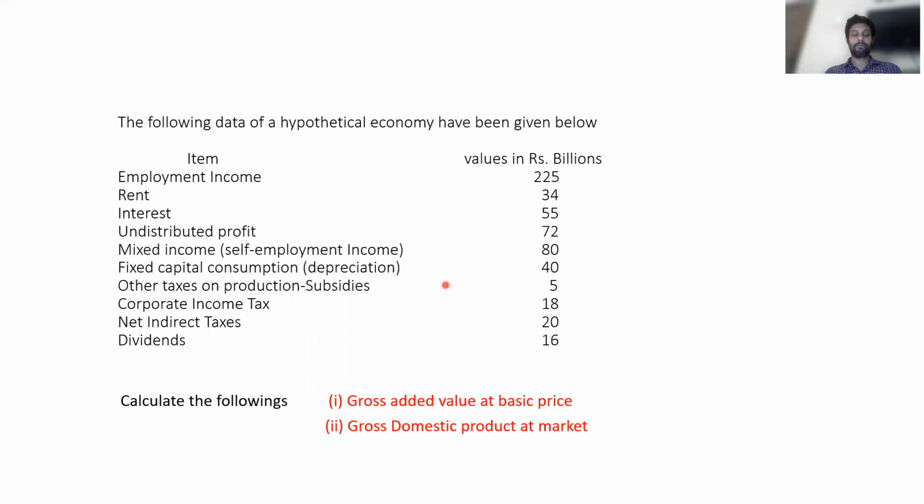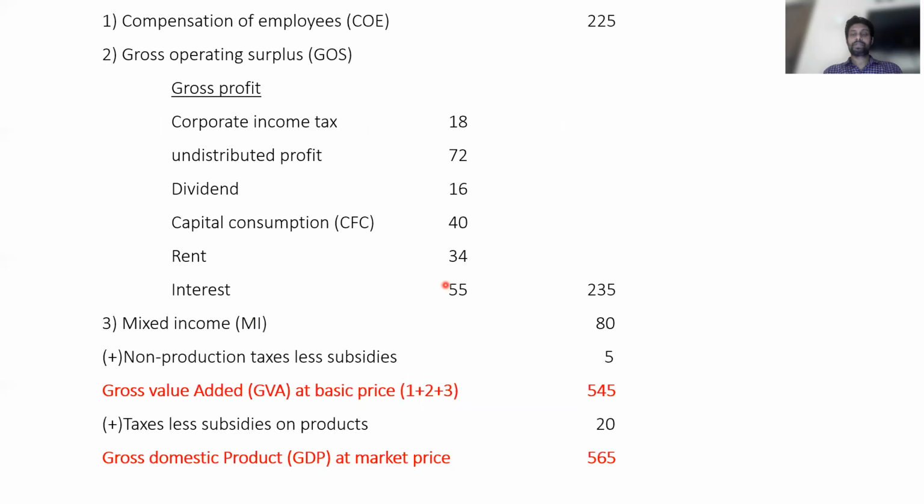What do we have to do now? Considering such a format: compensation of employees, gross operating surplus, mixed income, then taxes less subsidies on production. Then we calculate gross value added. After calculating gross value added, we can convert such a value into GDP by adding up net indirect taxes. So then, compensation of employees 225, gross operating surplus, gross profit I added separately.